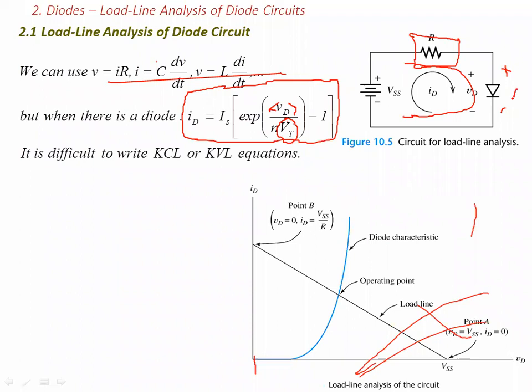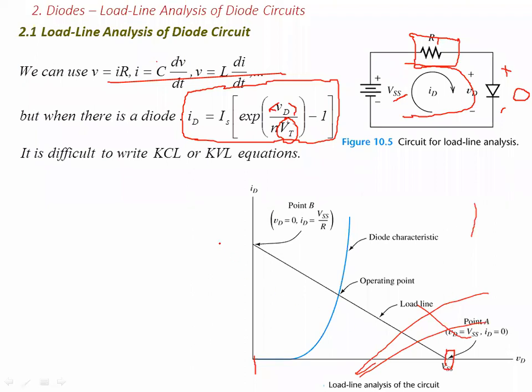So if VD is equal to 0, it means the current is now equal to VSS over R, because VD will be equal to 0. Then we also look at a situation where VSS, which is the supply voltage, is at a maximum, so that the voltage across the diode is at a maximum, equal to VSS. Then it means if VD is equal to VSS, there is no net potential difference across the resistor, and the current is now equal to 0.